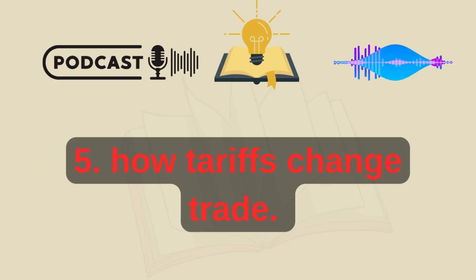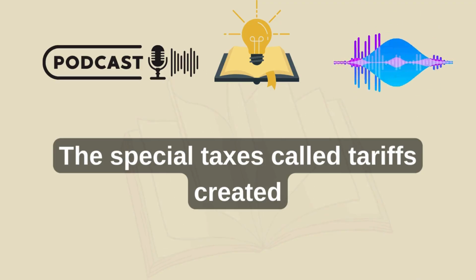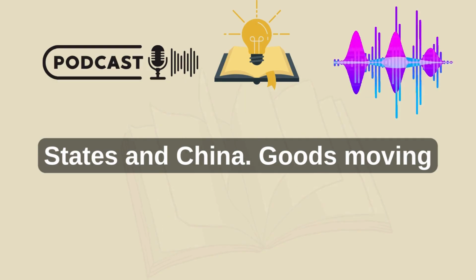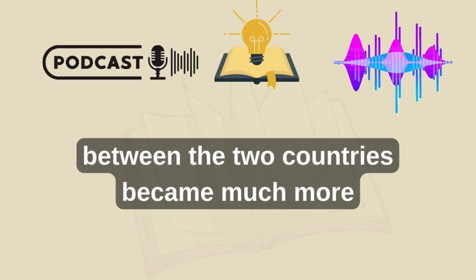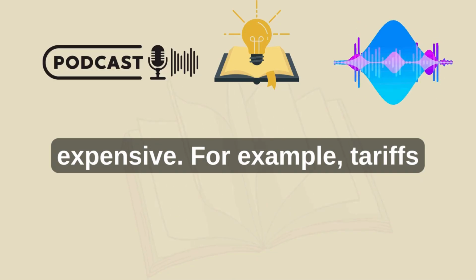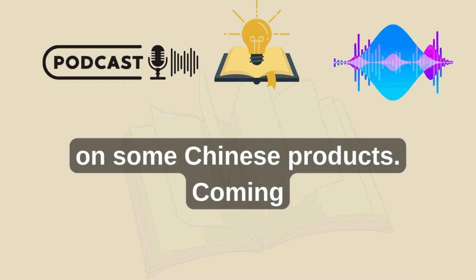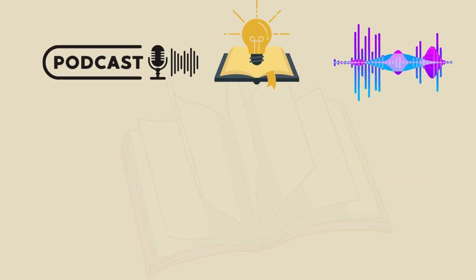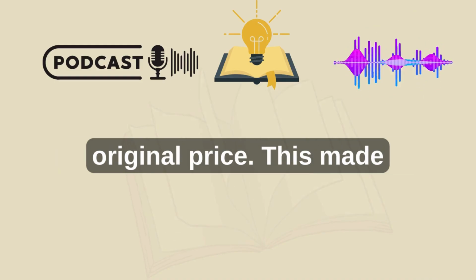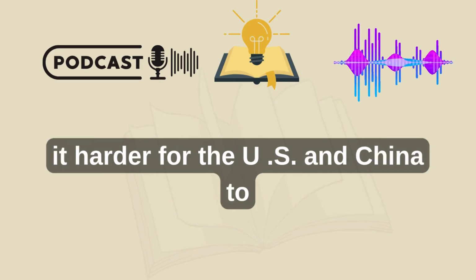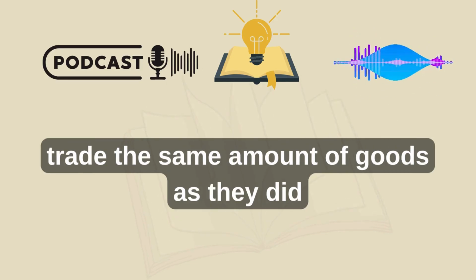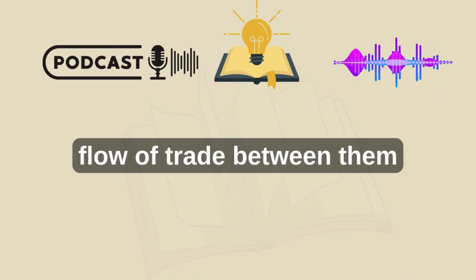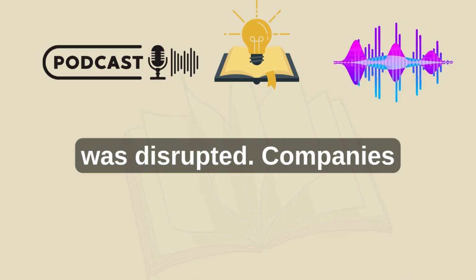5. How tariffs changed trade. The special taxes, called tariffs, created big changes in trade between the United States and China. Goods moving between the two countries became much more expensive. For example, tariffs on some Chinese products coming to the U.S. were very high, sometimes making items like phones, toys, or clothes cost almost double the original price. This made it harder for the U.S. and China to trade the same amount of goods as they did before. The flow of trade between them was disrupted.